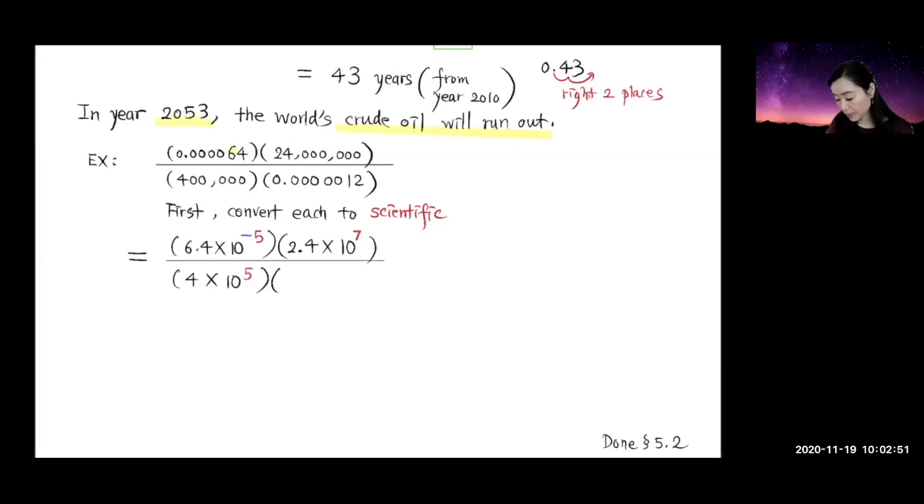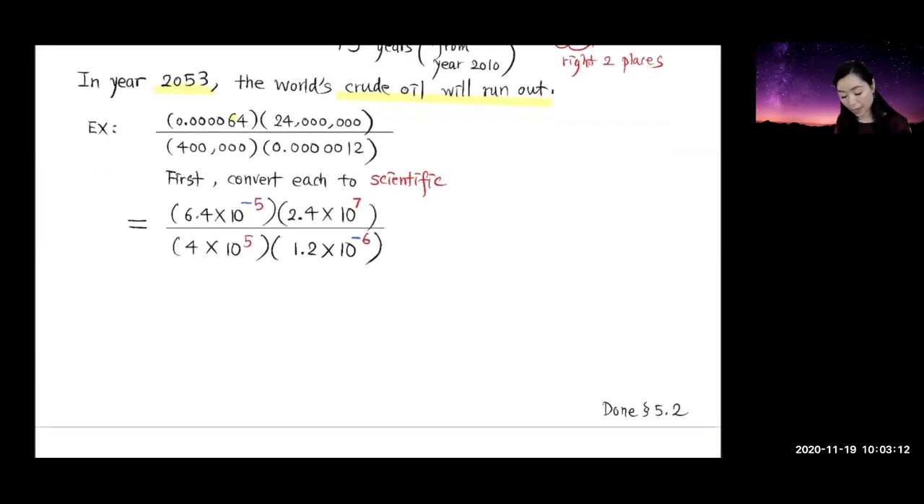The last one here is a tiny number, 1.2 times 10 to the, so we have a negative exponent. And you move how many places? 3 and then another 3. So that is 6, make it negative 6.